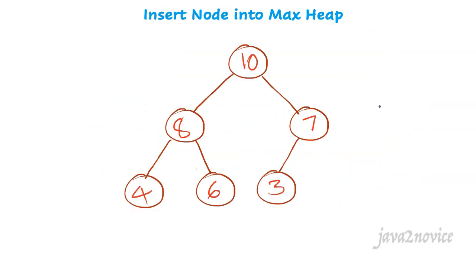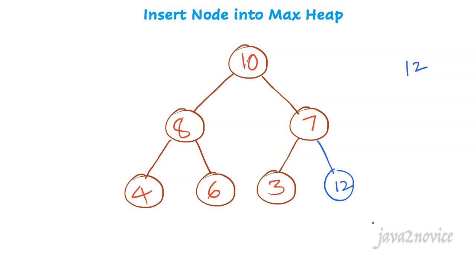Now we will discuss how to insert an element into a heap. Here is an example max heap. We would like to insert a node with value 12. As a first step, insert the new node at the last available position. This is the last available position. Let's insert the node here. Now let's check whether it is following the max heap property or not.